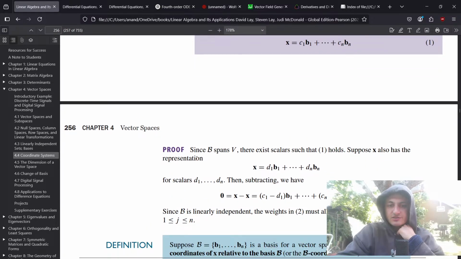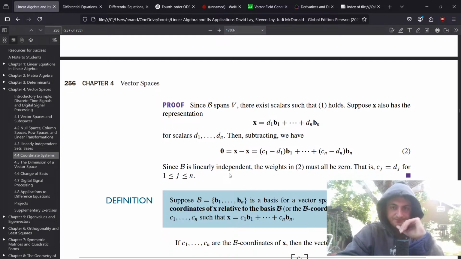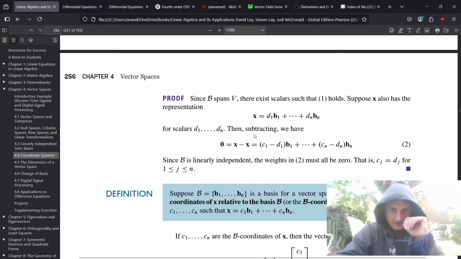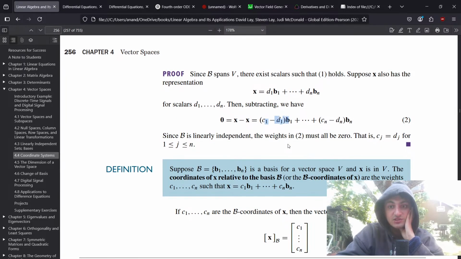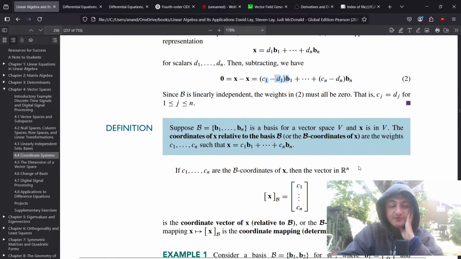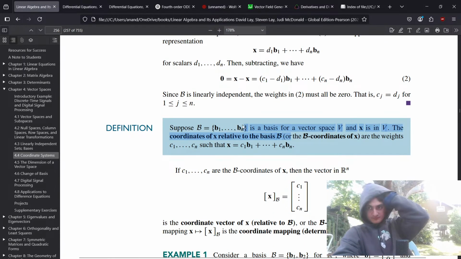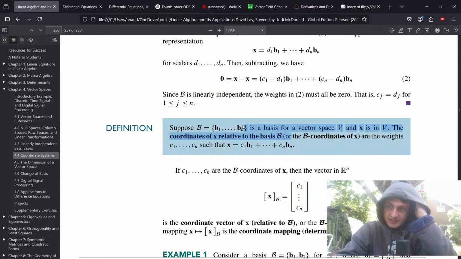Suppose x also has the representation d1 to dn. Then subtracting, we have 0 equal to x minus x is equal to c1 minus d1, etc. Since B is linearly independent, the weights must all be 0. That is, cj equals dj. Okay, great.